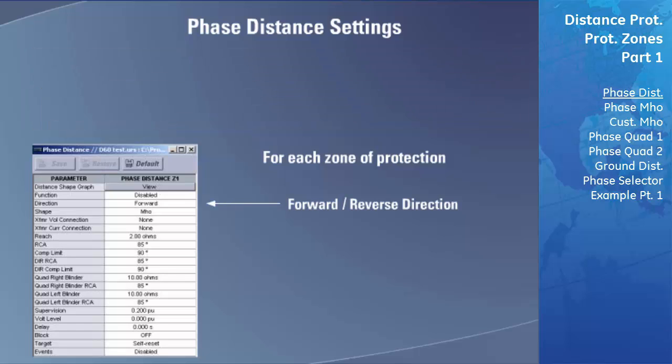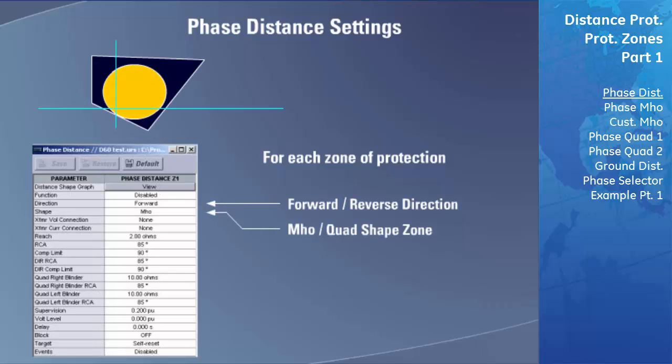Next, you will need to select whether this protection zone will be using a MHO-shaped or quadrilateral-shaped characteristic. For now, we will select the MHO circle characteristic for this zone of protection and use this shape to explain some of the settings that follow.